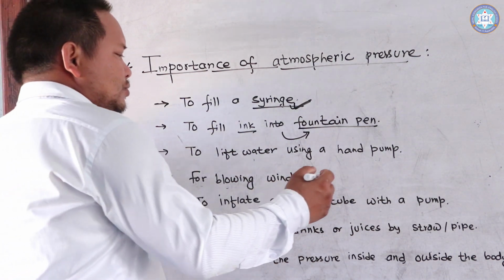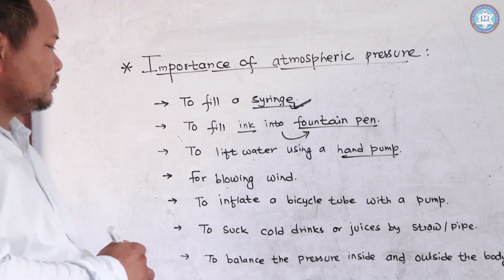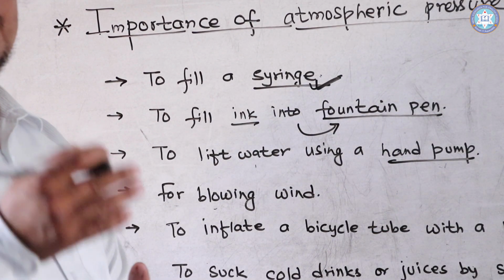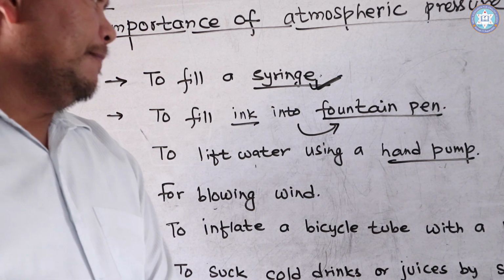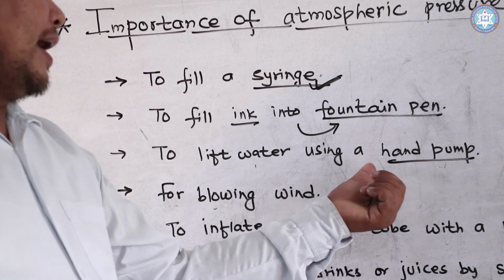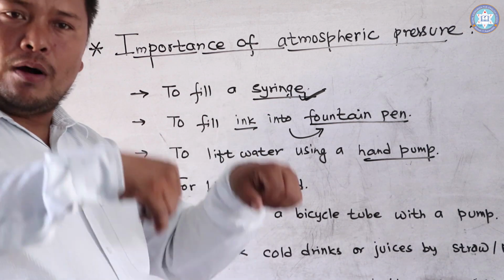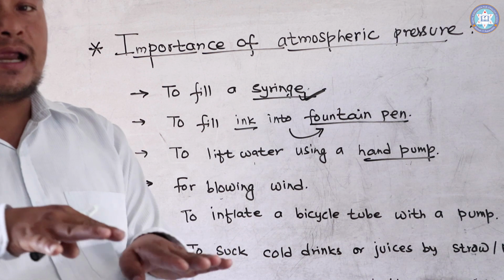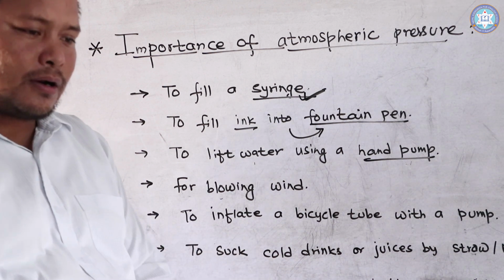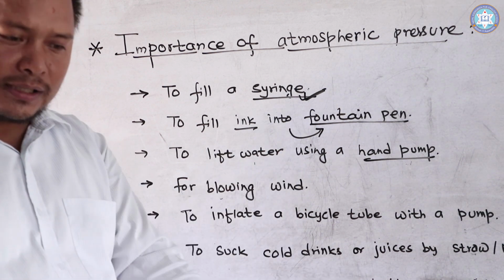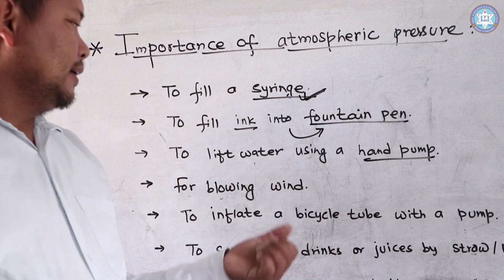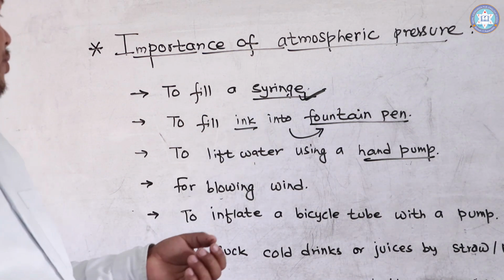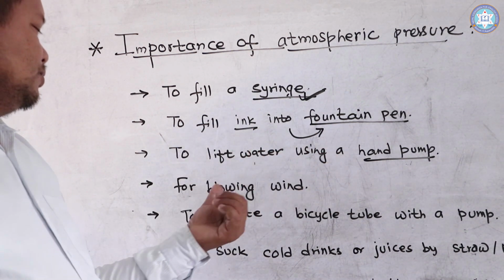And to lift water using a hand pump, we'll study the hand pump and air pump in class 10 also. Due to the hand pump, by the difference in atmospheric pressure, the water which is lying inside the earth comes outside. So in this process also atmospheric pressure is used.